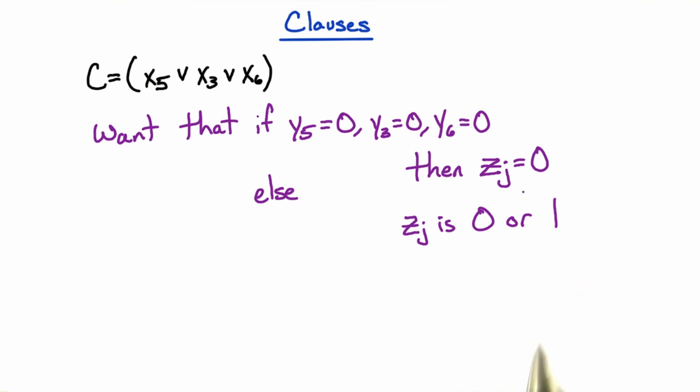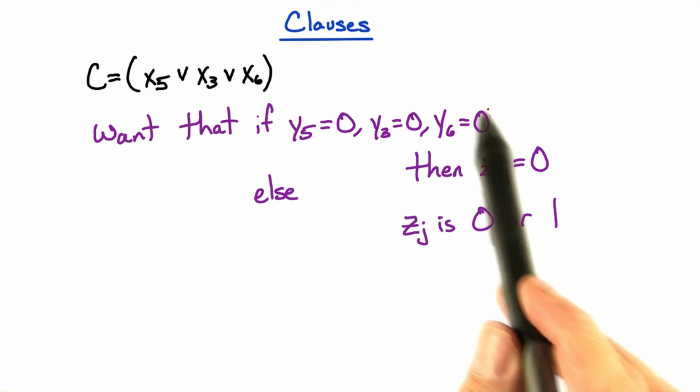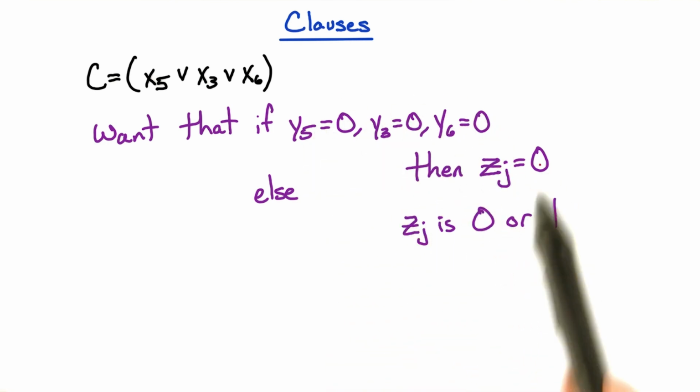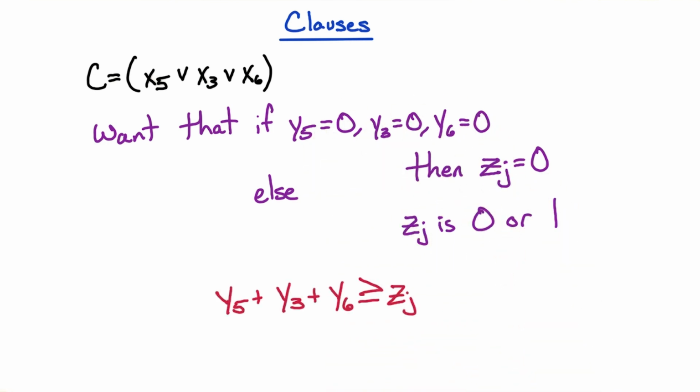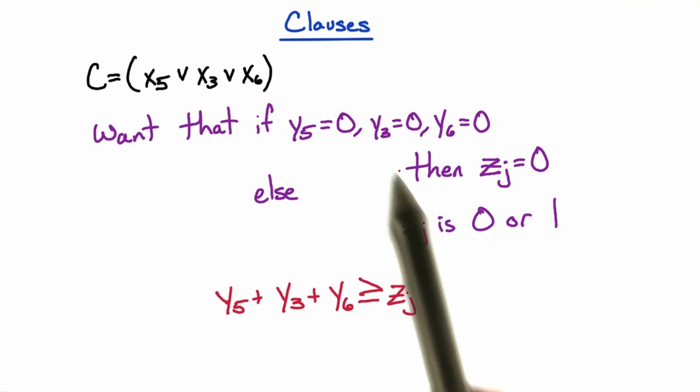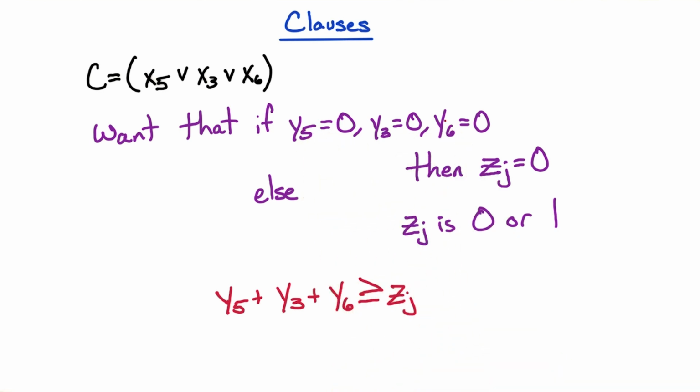In summary, the constraint we need to add is that if all three of these variables are 0, then zj is 0. How do we achieve that? We say that zj is at most y5 plus y3 plus y6. So if these three variables are 0, then zj must be 0. Now if at least one of these is 1, then zj can take value 0 or 1. Recall that these variables are constrained between 0 and 1, and also these y's are constrained to be 0 or 1.